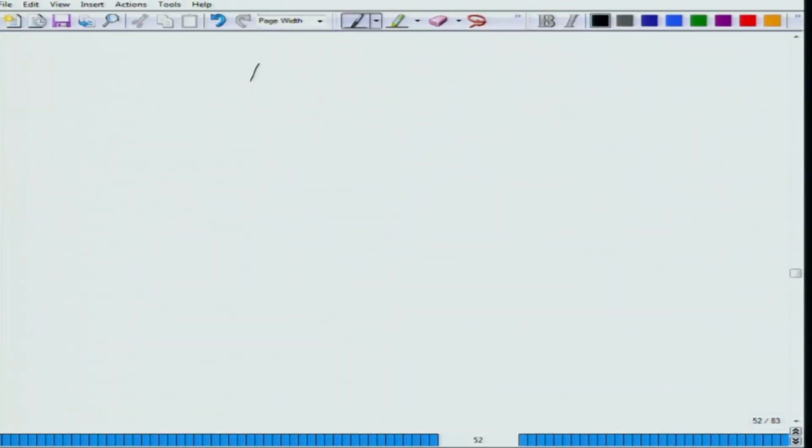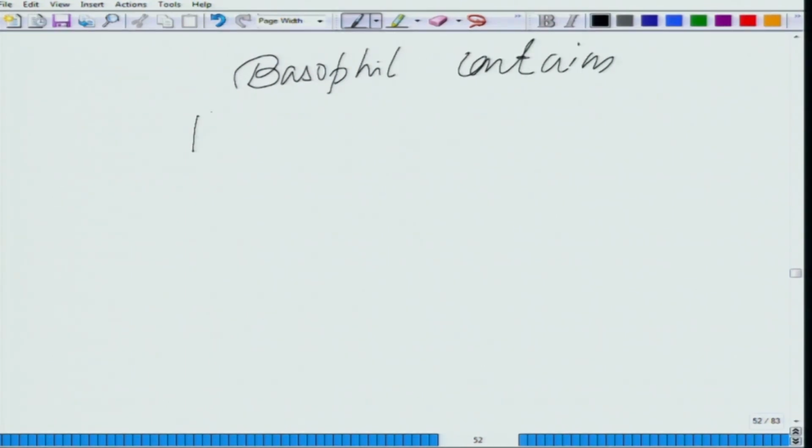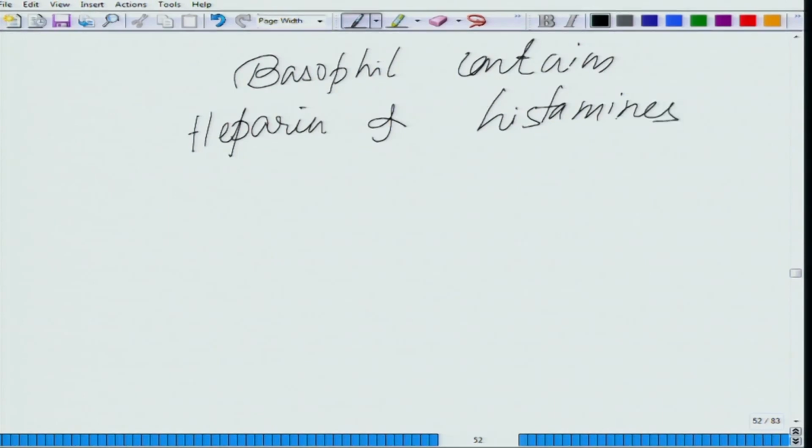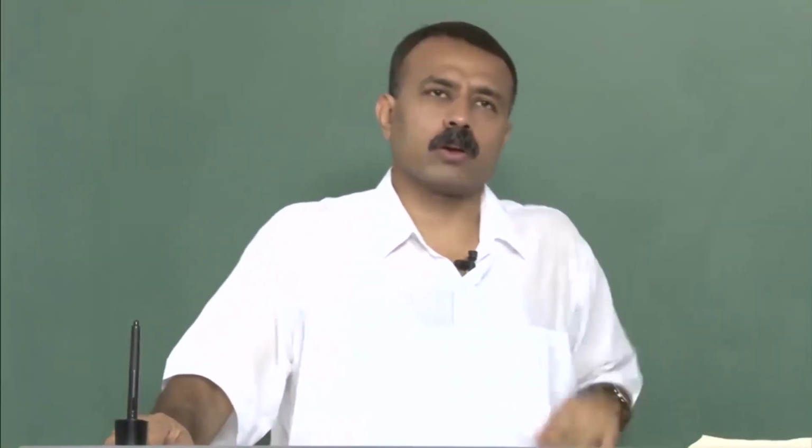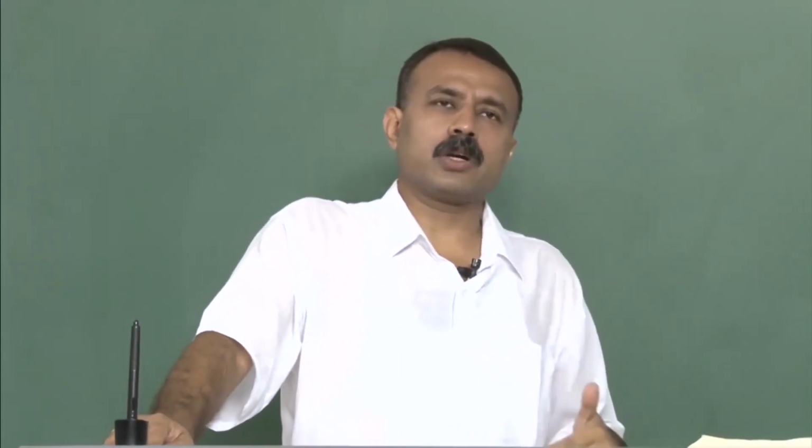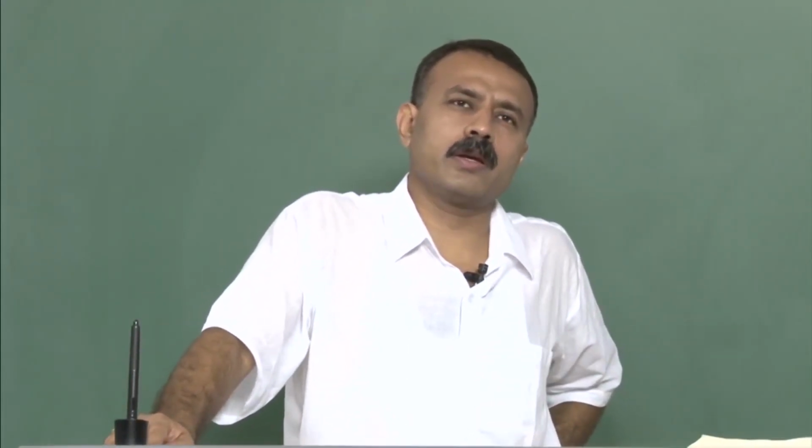So, basophils contain heparin and histamines. The heparin, as we have already talked about in clotting, is an anti-clotting agent. It helps in preventing clotting. In other words, it ensures the viscosity of the blood remains constant.